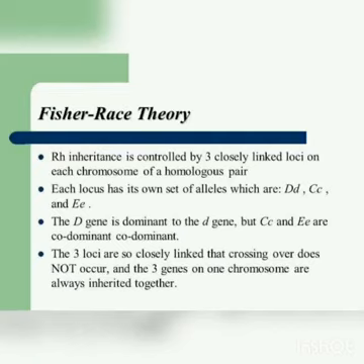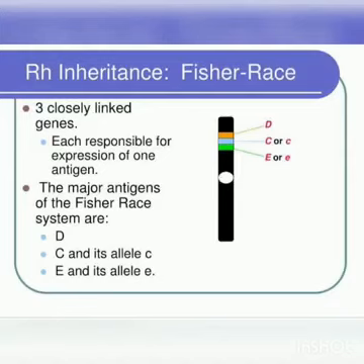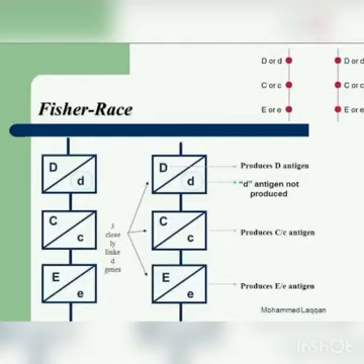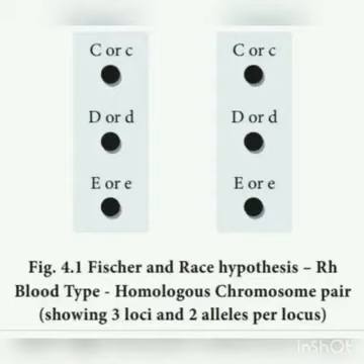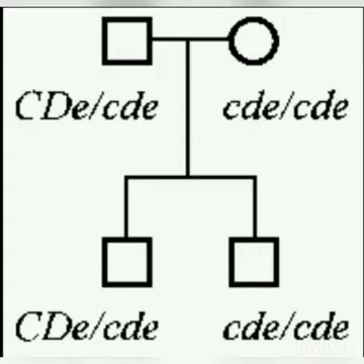This system is more commonly used today and uses the CDE nomenclature. Here the 3 different alleles are represented as capital C, small c, capital D, small d, capital E and small e in the chromosome pair 1. The possible genotypes will be 1 capital C or small c, 1 capital D or small d, 1 capital E or small e from each chromosome. For example, you can write capital D, capital C, capital E or small c, small d and small e.